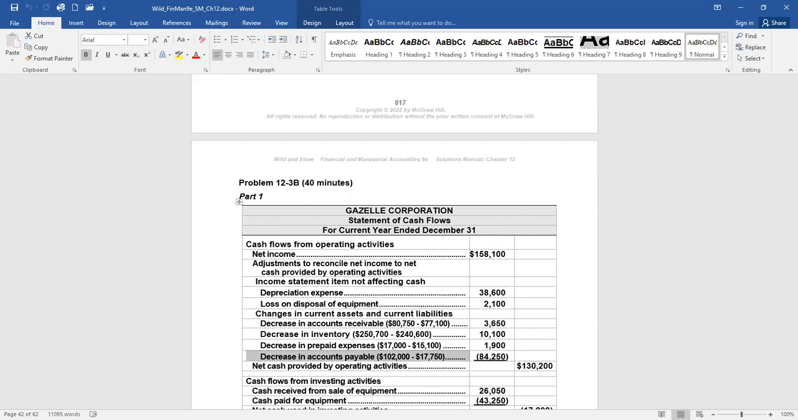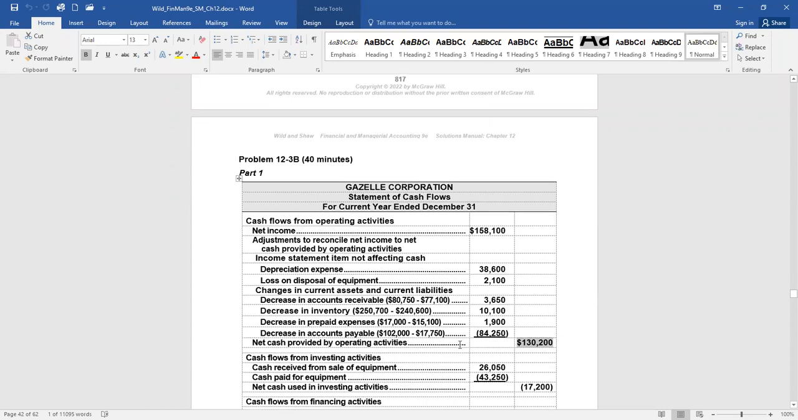Vice versa, if accounts payable increases, that means you paid less cash for something, so there's an increase in cash. Current assets have an opposite impact on cash. Current liabilities, same impact. When we add and subtract these adjustments, remember, all we're doing is adjusting net income as it currently stands as an accrual basis number to net income as a cash basis number. So if we used cash basis for our operating activities, our cash from operating activities is $130,200.